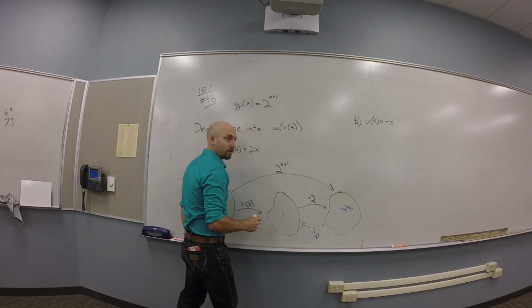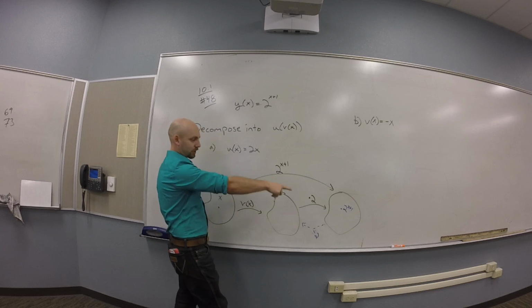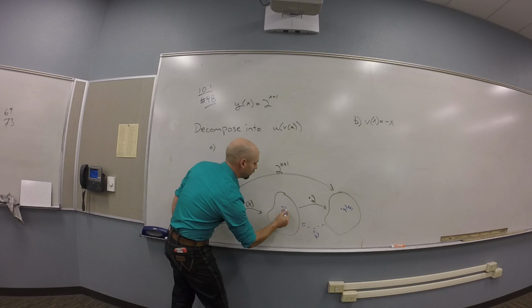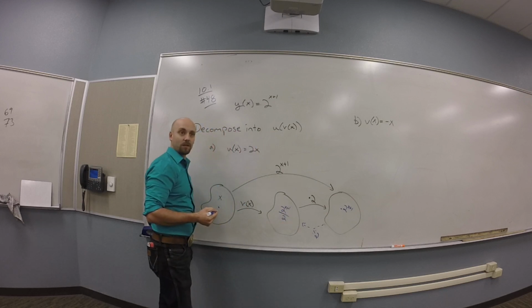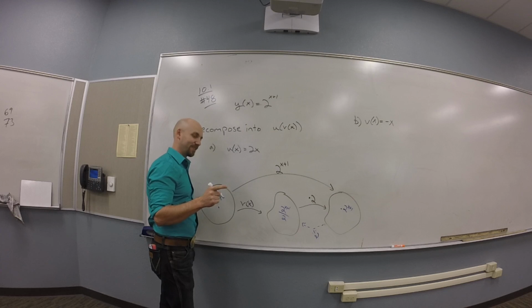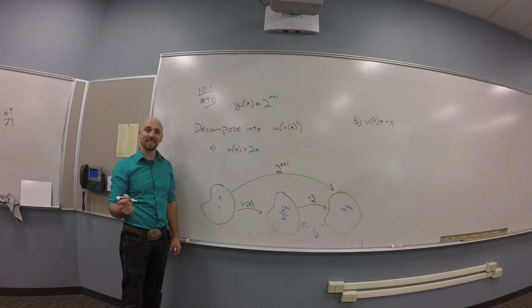So what do you get here? If you go from x to 2 to the x plus 1 and then divide by 2, you're at 2 to the x plus 1 divided by 2. Which is x plus 1? No, you can't cancel the 2 like that. So close. It's not 1 to the x. It's just 2 to the x. It is just 2 to the x.